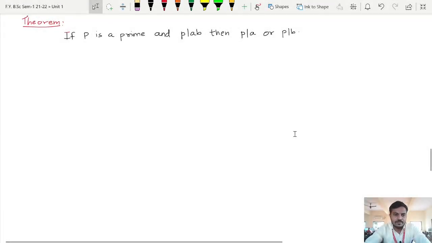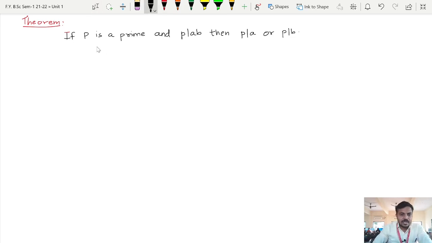Dear students, in today's class we are going to see one more result in connection with prime numbers and divisibility. So let us begin. If P is a prime number and P divides AB, then we can conclude that P divides A or P divides B.